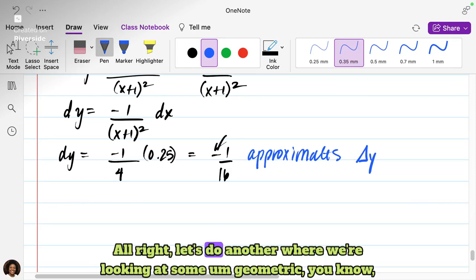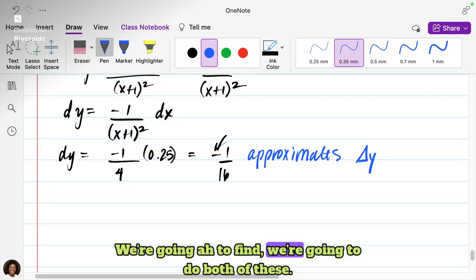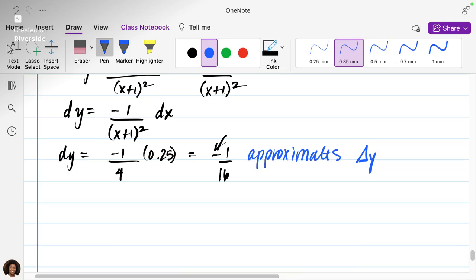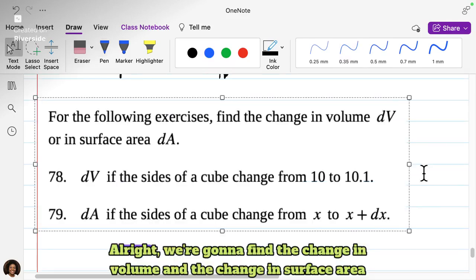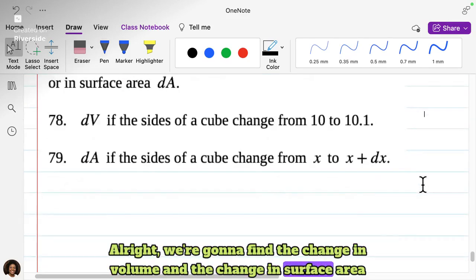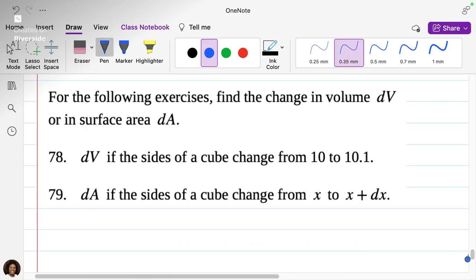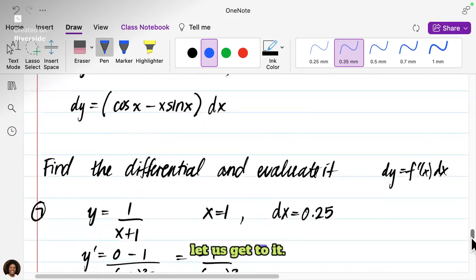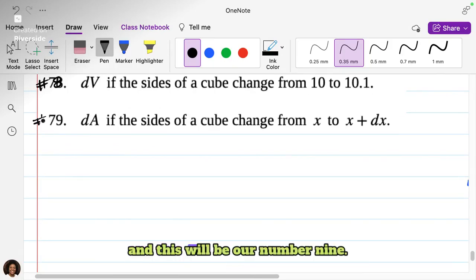All right, let's do another where we're looking at some geometric situations. We're gonna do both of these. So let's just go ahead and grab these as our last two examples. We're going to find the change in volume and the change in surface area, where V is volume, A is surface area, again, according to this situation. So let us get to it. For our number 8 will be this number 78, and this will be our number 9.